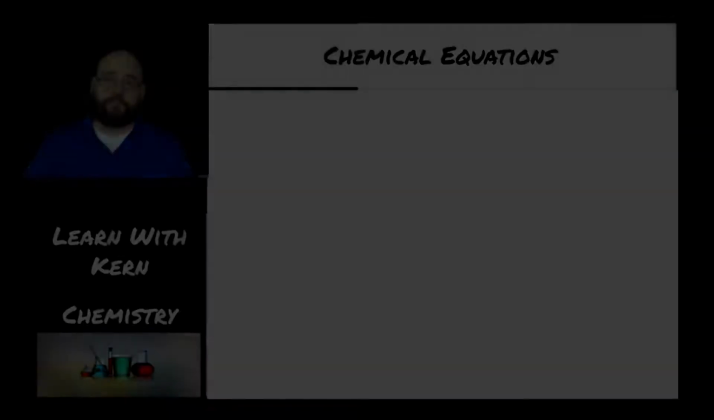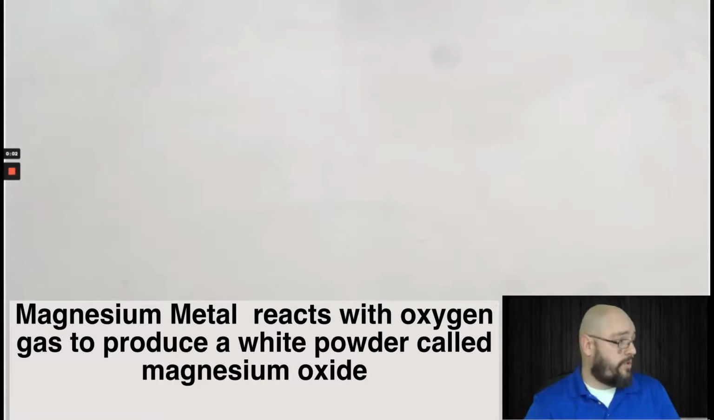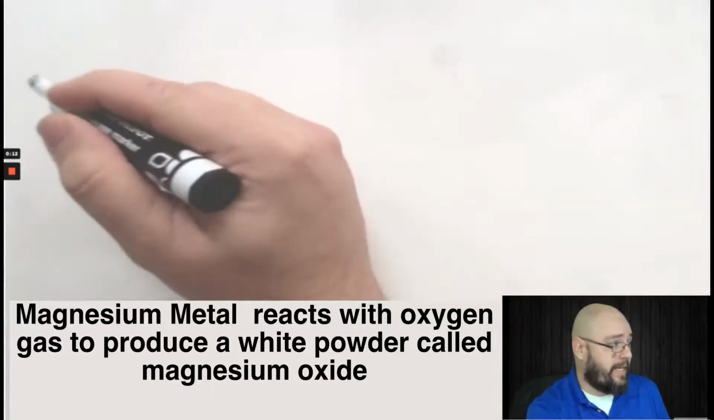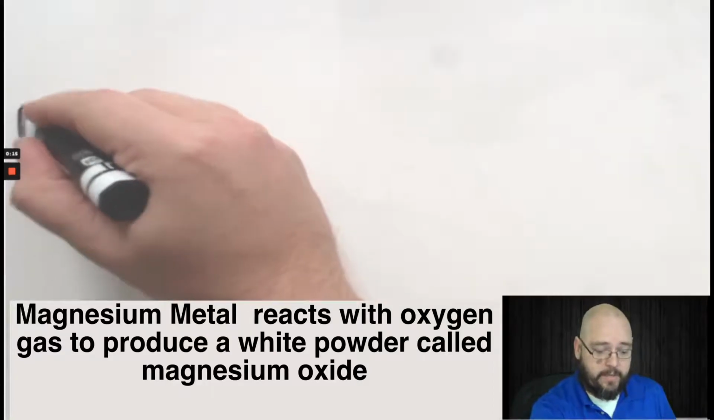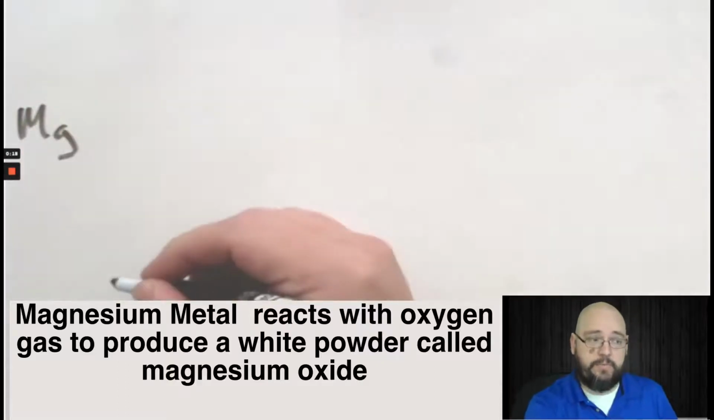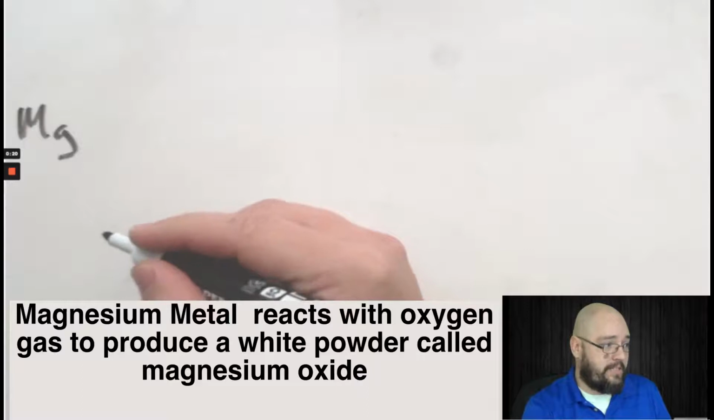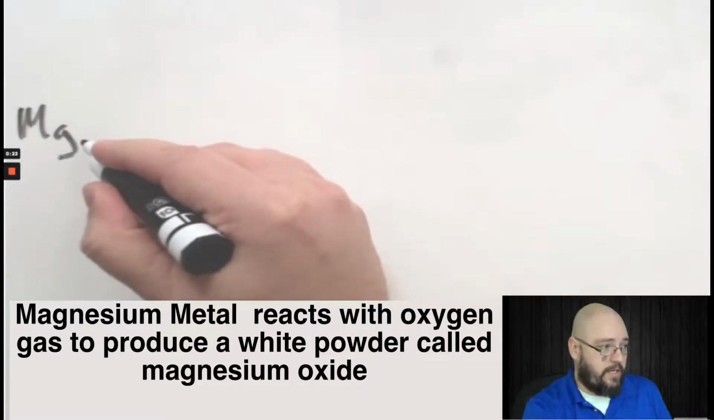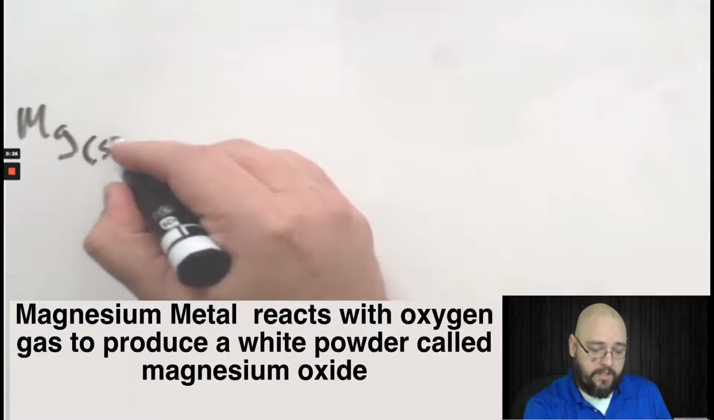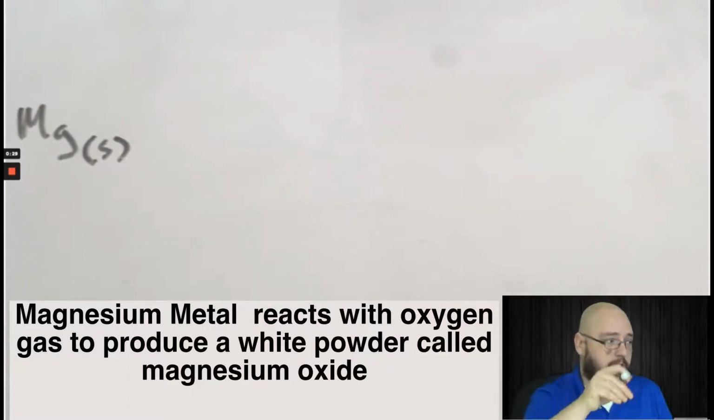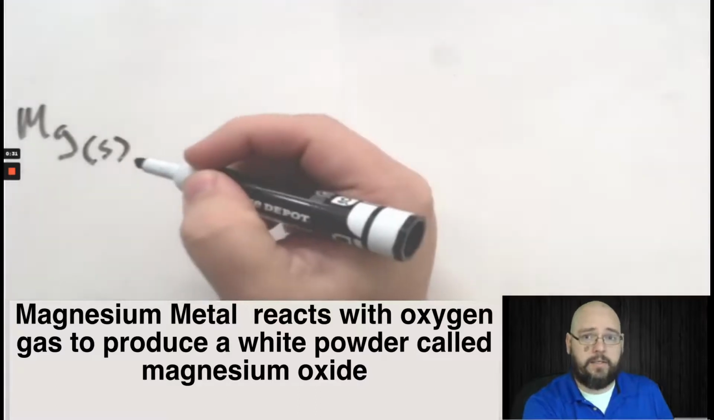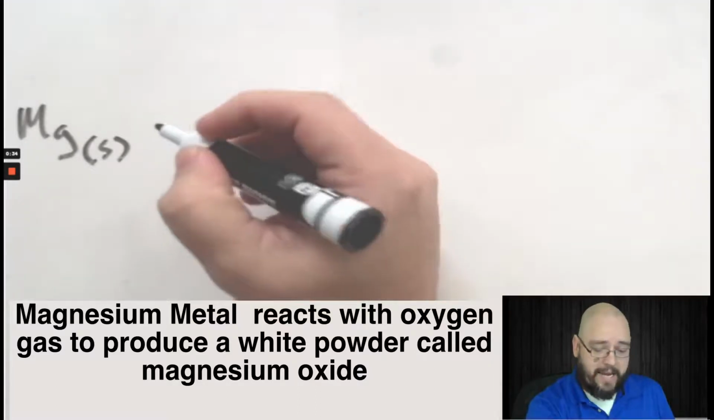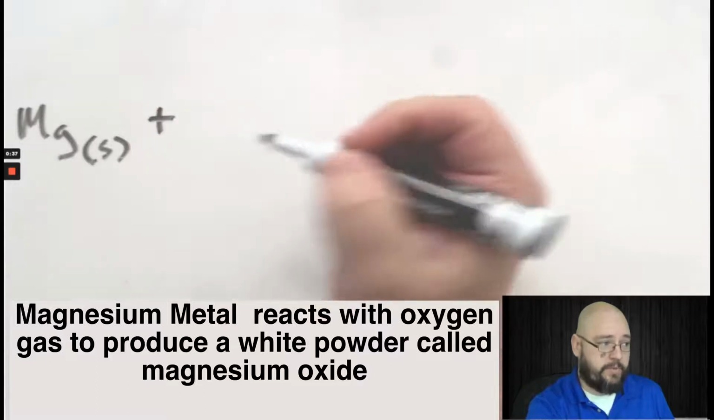So for our first example, we're going to do magnesium metal reacts with oxygen gas to produce a white powder called magnesium oxide. So we're going to start off by writing out our chemical names. We have magnesium metal. Well, magnesium is Mg, and it's just the element magnesium, but we know that it is metal, which means it is a solid. So I'm going to go ahead and put the state of matter there. And it's going to react with, so that means I'm going to use a plus sign because I have something else.